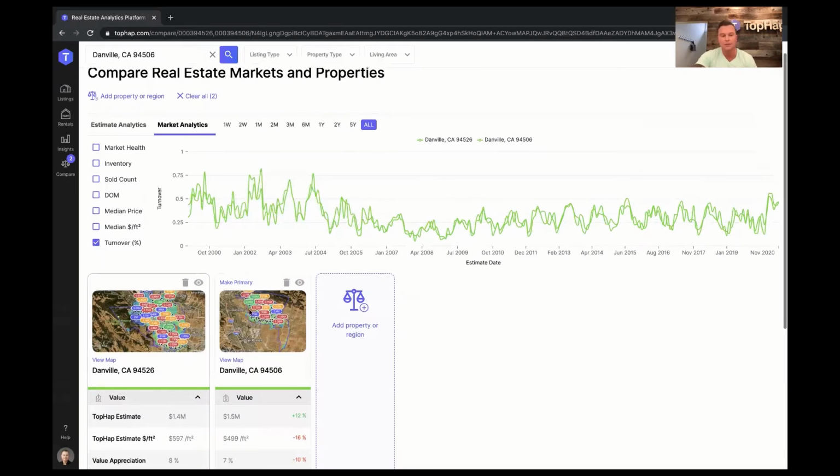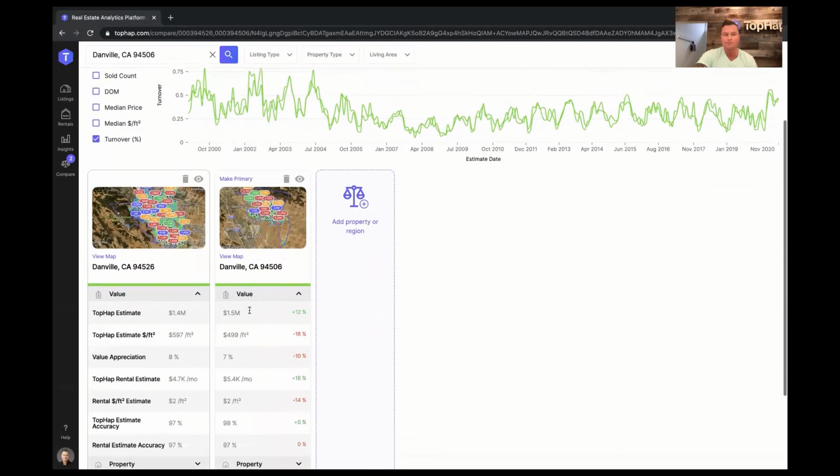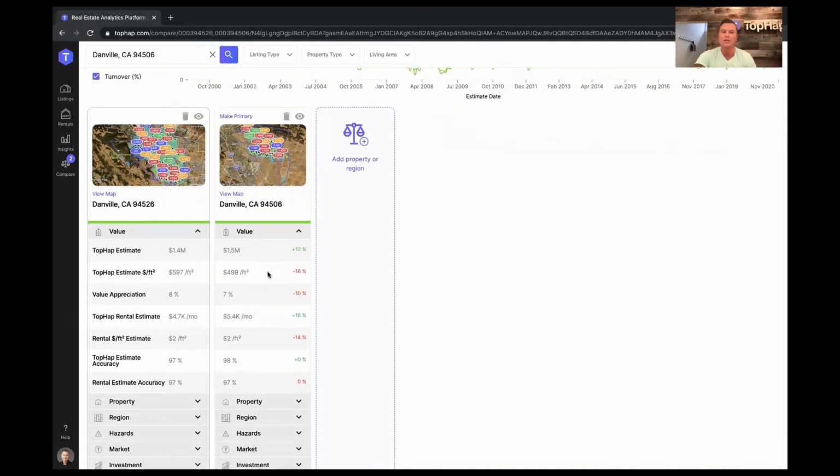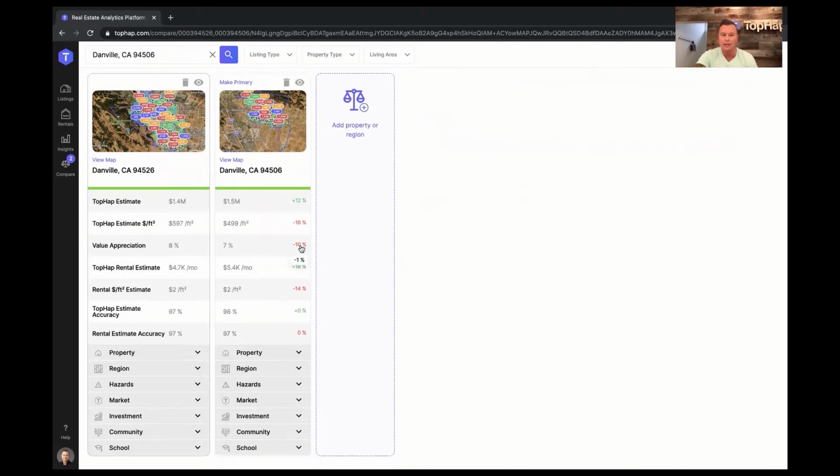Now, okay, let's go down and dig deeper into zip codes. Well, how do they differ in home values? Well, we can see 94506 has 12% higher home values than 94526. But it's 16% lower in median price per square foot. It's also appreciated less, 1% versus 10% total.